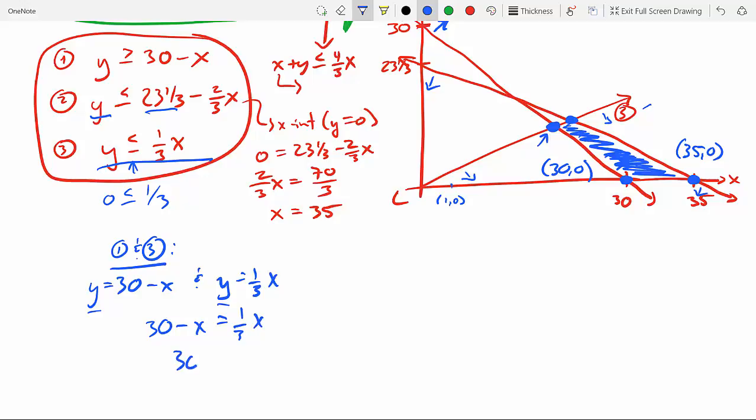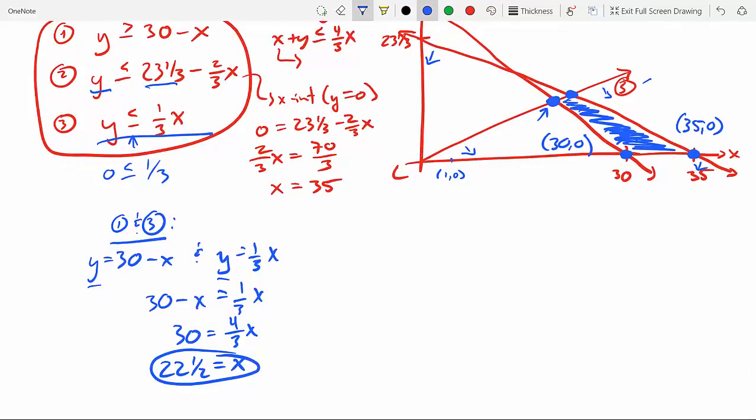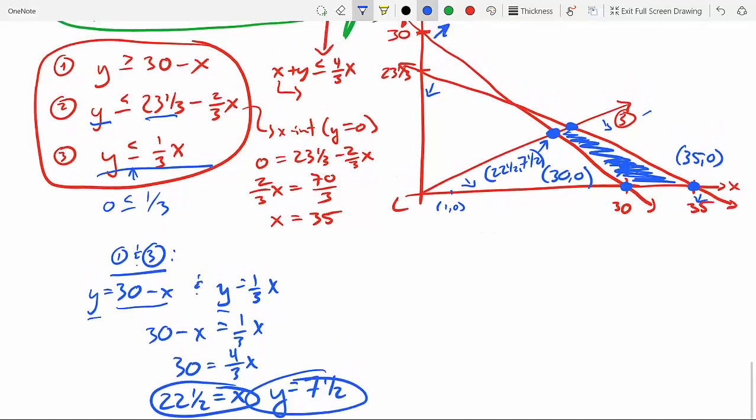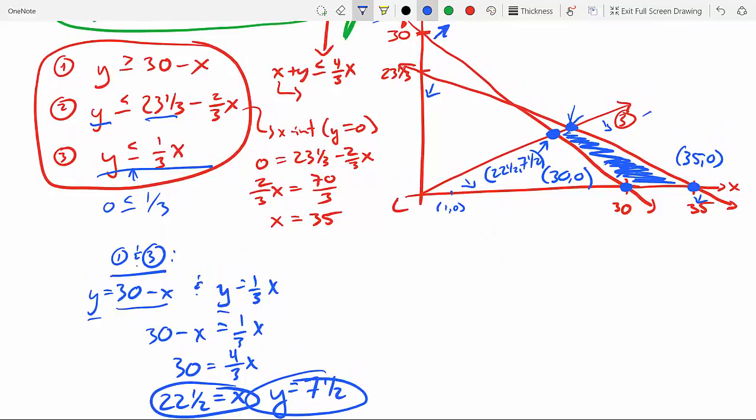If I move this x over, we get 30 is equal to 4/3 x, or what is that? 7.5 times 3. Looks like 22.5 is our x value. Okay, so the associated y value, if we go 22.5 from 30, we get y equals 7.5. So this point here is 22.5, 7.5.